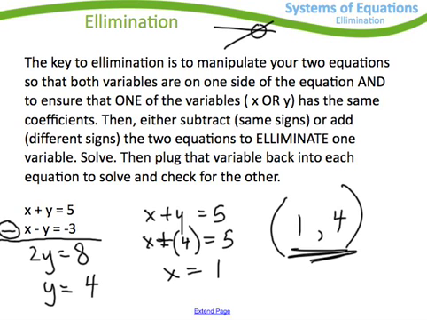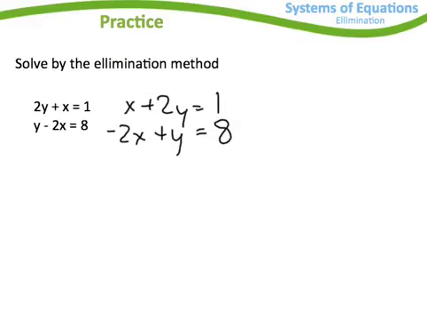And ensure that one of the variables, either x or y, has the same coefficient. Okay, well here the x's coefficients are different. Here the y coefficients are different. So it's telling me to make them the same. Well, I can use that property where if I multiply one side by something, I multiply the other side by the same thing, and the equality remains. I can do that here.